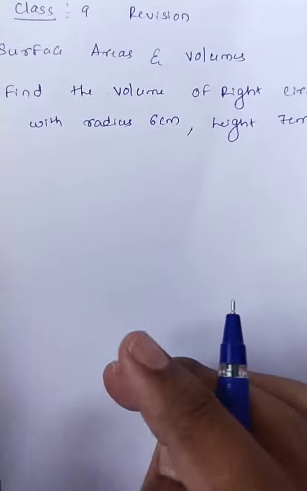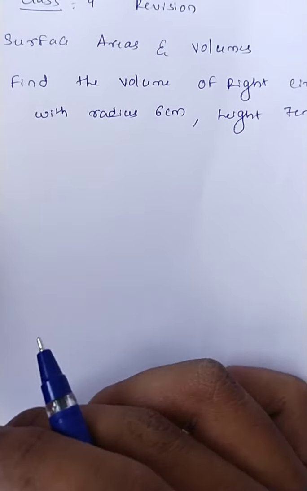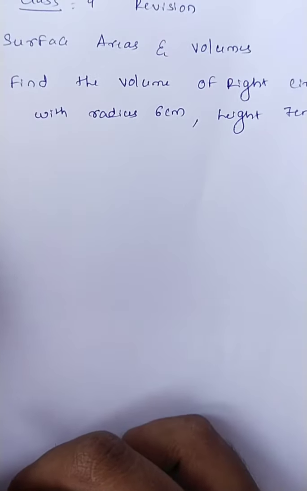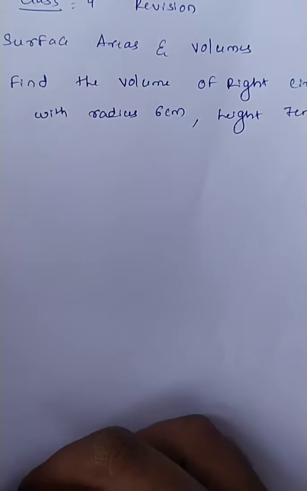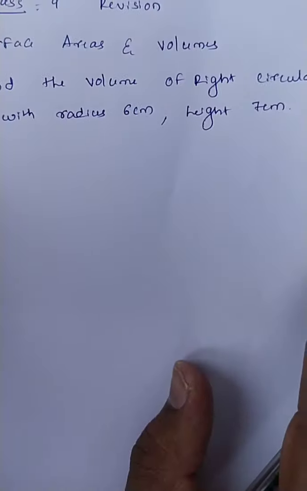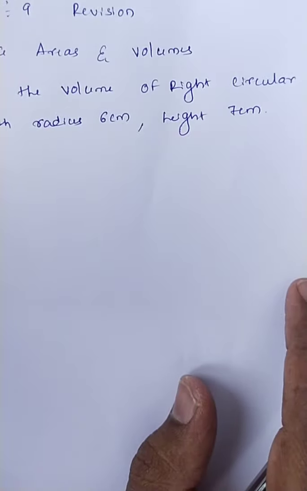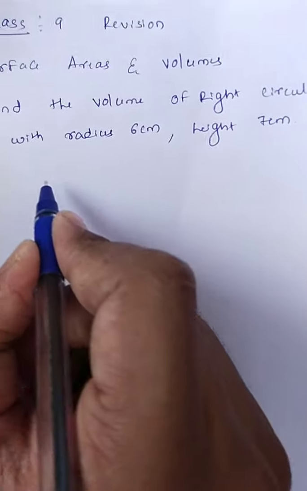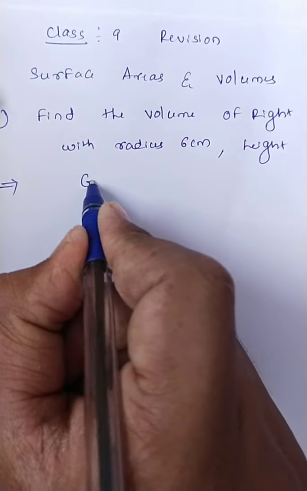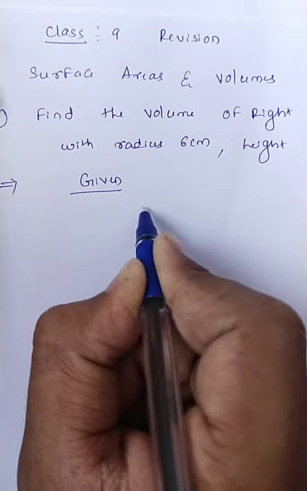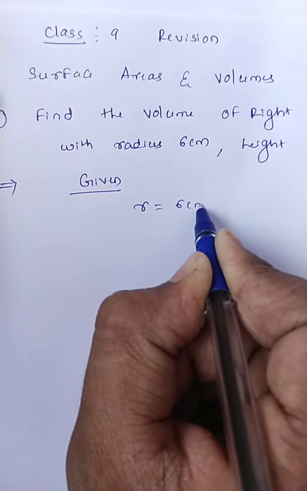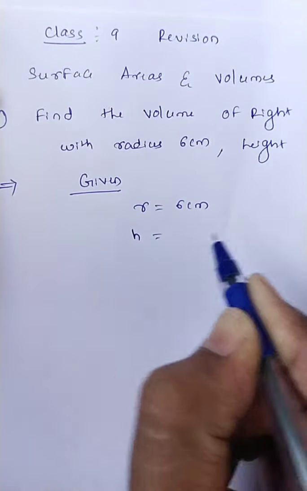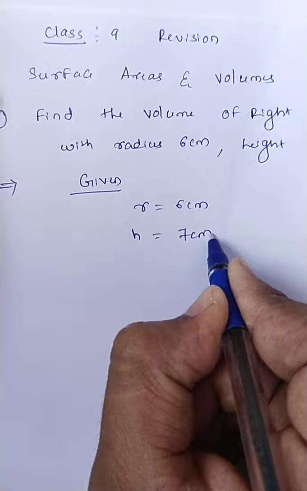Whatever revision videos I am doing, you have to practice all the questions in your practice time in the rough book or in the homework book, and you have to send them to me on the WhatsApp number. Okay, so see here the first question again: find the volume of right circular cone with radius 6 centimeter and height 7 centimeter. First I will write the given: r is equals to 6 centimeter, h, that is height, is equals to 7 centimeter.